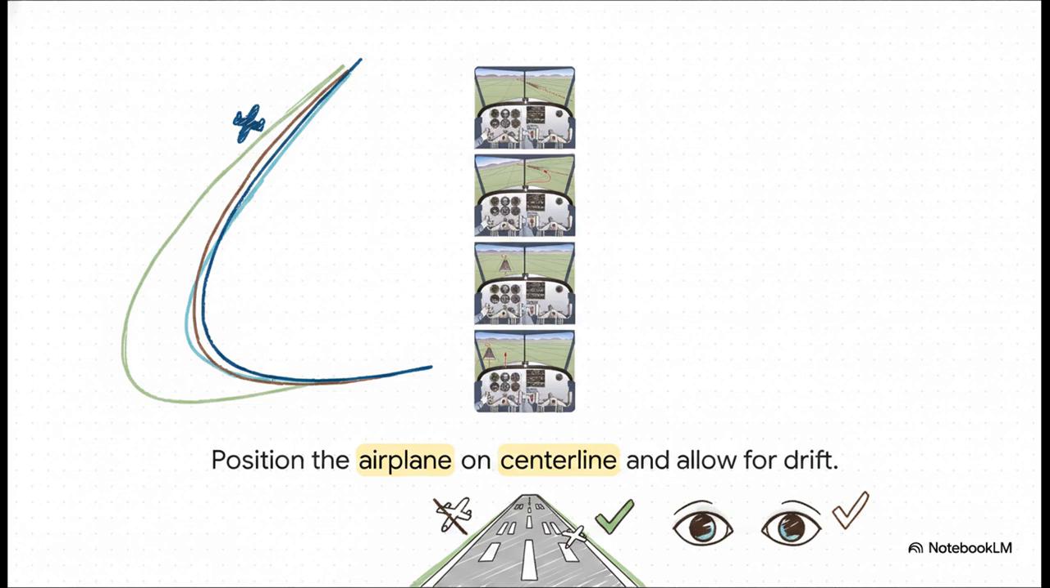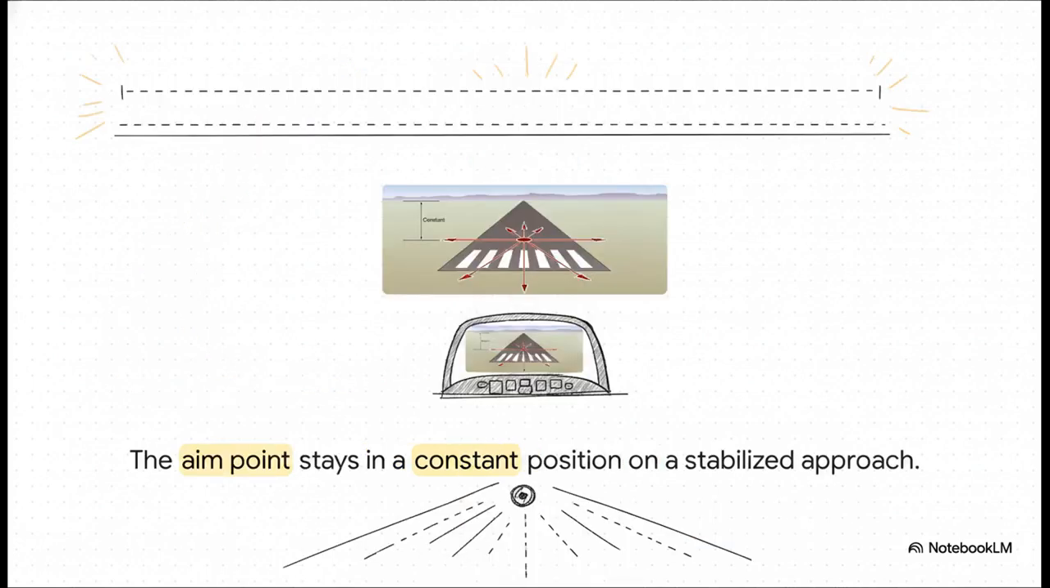All of this geometry builds up to the concept of a stabilized approach, which honestly is beautiful when you do it correctly. Once you're lined up, established on your speed, and your flaps are set, your aim point on the runway should remain completely fixed in the exact same spot on your windshield. It just stays a constant distance below the horizon. As you get closer, the runway simply expands and grows larger around that fixed point. That right there is the hallmark of a truly stabilized approach.